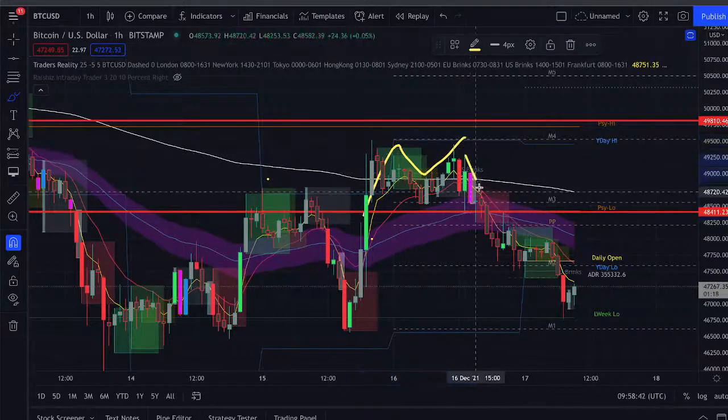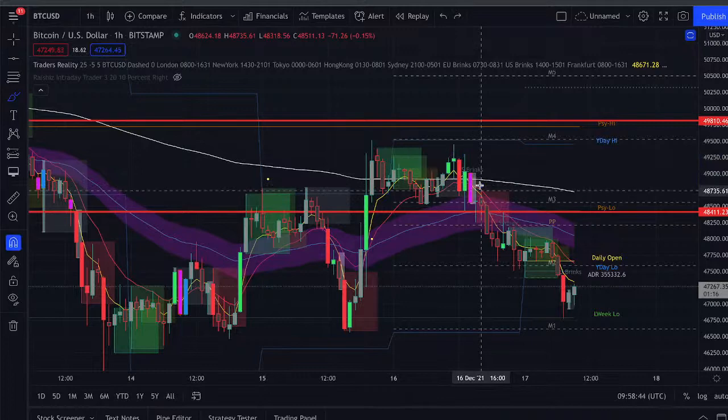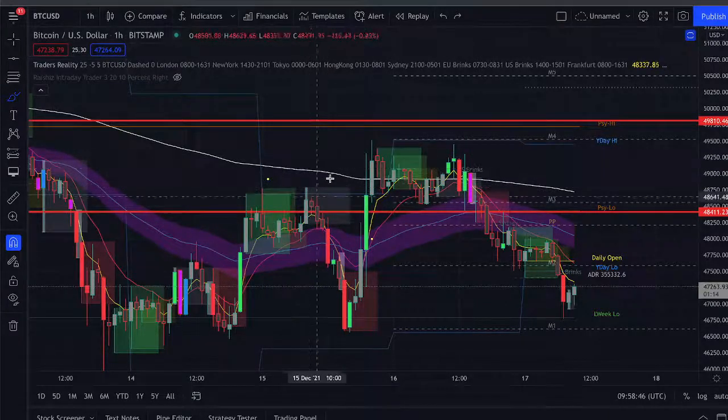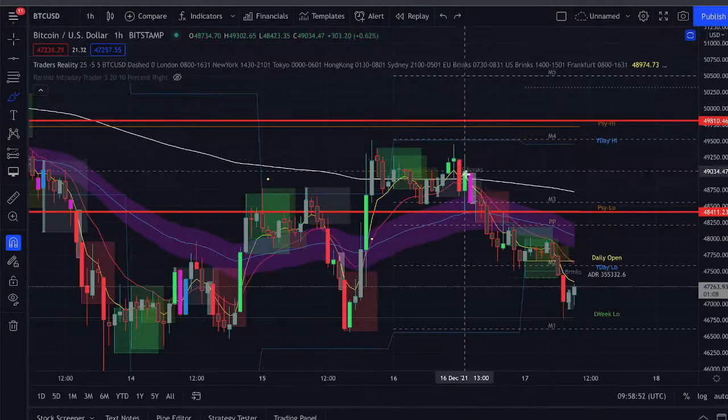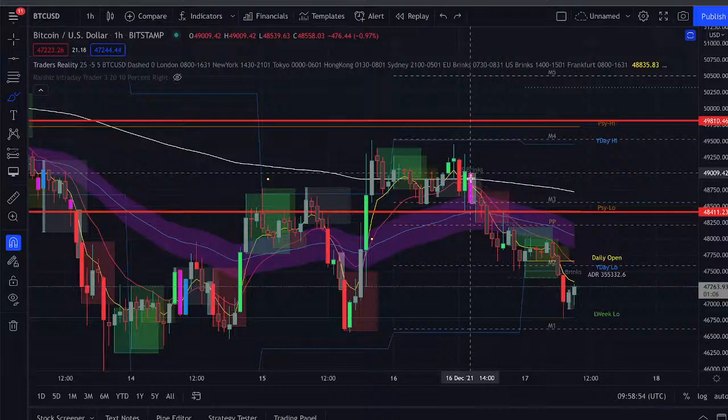Three hits to the high, like we said. And you noticed it was all at this EMA, bang, bang, bang, and it came down. There was your trade. You would have been putting your shorts on here.